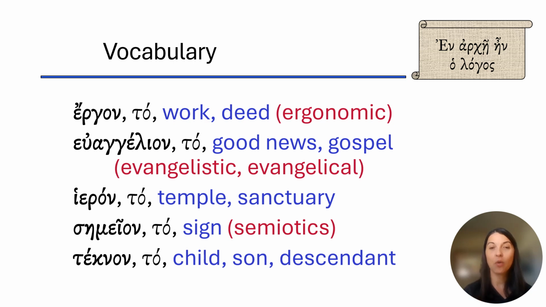Ta semeion, this means sign. I remember this one because it has an i in the word. It has an iota, so sign, semiotics. There's another word that you'll get that's very similar, but remember that sign has an i. This one is ta teknon, lastly, child, son, or descendant. I hope that this has helped you to understand the concepts in chapter 2 a little bit better.